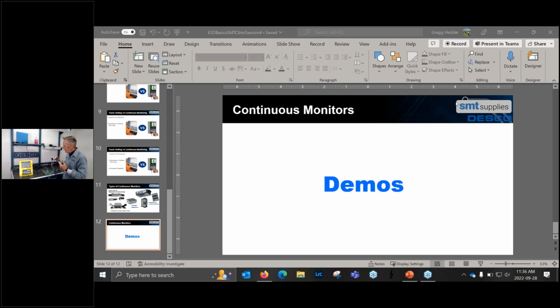So in a nutshell, that's how continuous monitors work, and that's the value of them. And again, you don't have to keep the written test log.